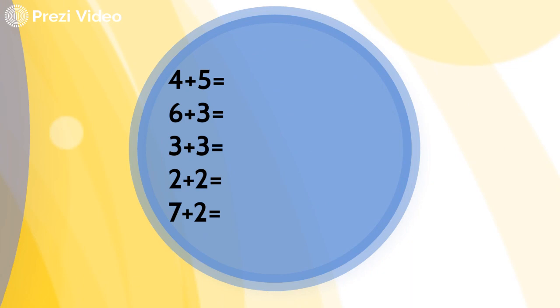All right. I have some problems that you should try on your own. 4 plus 5 equals what? 6 plus 3, 3 plus 3, 2 plus 2, and 7 plus 2. Now, some of you guys might find these addition problems easy. That's okay. I want you to practice making number bonds.